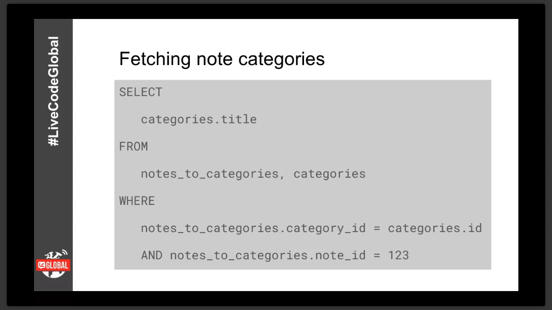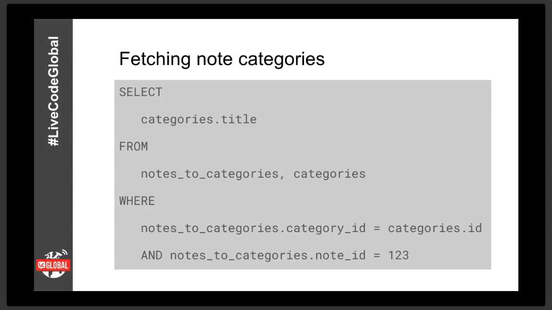So say we want to fetch all the categories that a note belongs to. This is where we do something called an SQL join. Now, an SQL join is something that's very powerful, and you might have heard of it before. It can be a little confusing at first, but it's actually quite simple when you look at it. So what we want to do with this query here is fetch all the categories that are mapped to note 1, 2, 3.